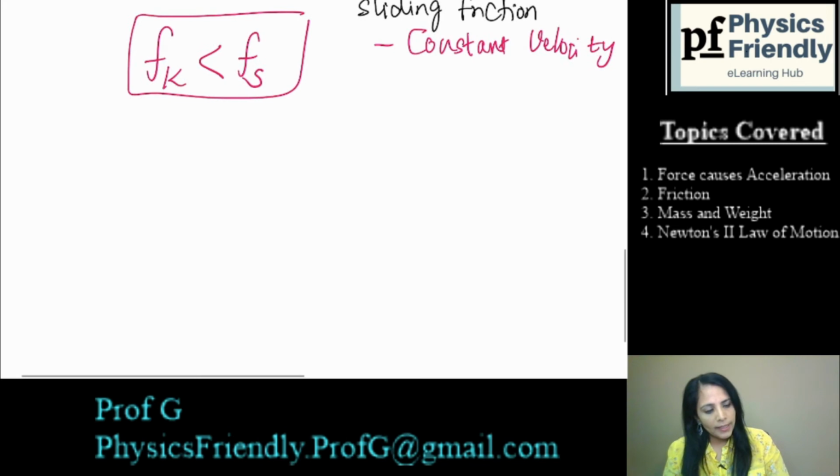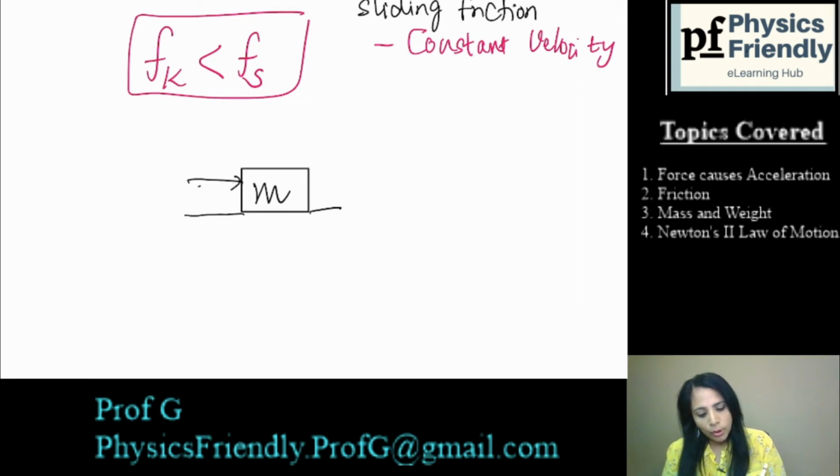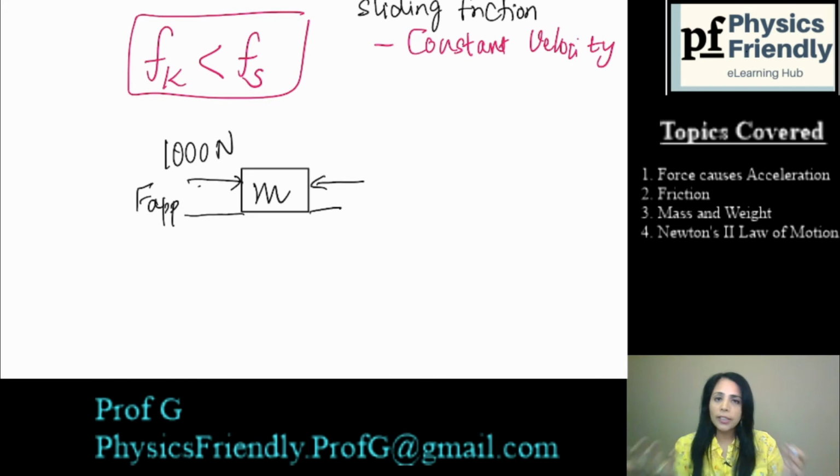And then let's take some examples. Let's say I have an object of mass m, and I apply a force of, let's say, 1000 newtons. So this is your applied force, right? And then I have a frictional force which is acting in the opposite direction. The direction is always going to be opposite to the motion of the object, not opposite to the applied force, but frictional force is always going to be opposite to the motion of the object.